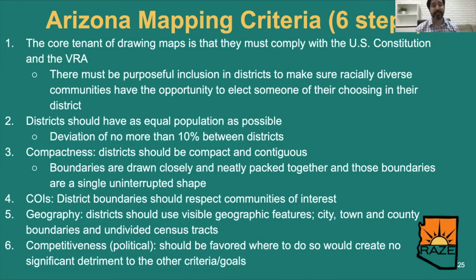Number three, compactness. Districts should be more compact and contiguous. Boundaries are to be drawn closely, neatly packed together, and in a single uninterrupted shape. Number four, communities of interest. District boundaries should respect communities of interest. Number five, geography. Districts should use visible geographic features, cities, towns, county boundaries, and undivided census tracts. And the last criteria, six, is the competitiveness aspect in a political manner. This should be favored when in doing so creates no significant detriment to all the other criteria or categories that we listed here.